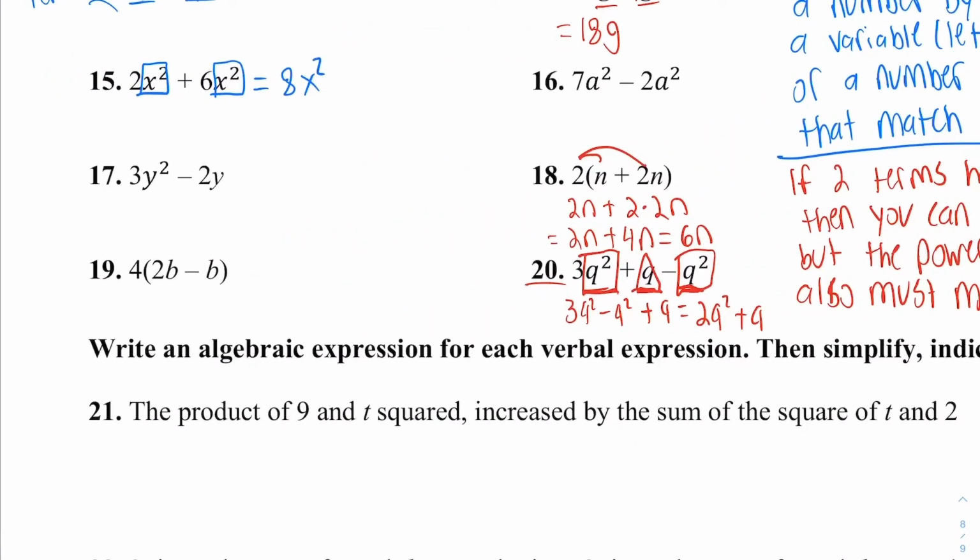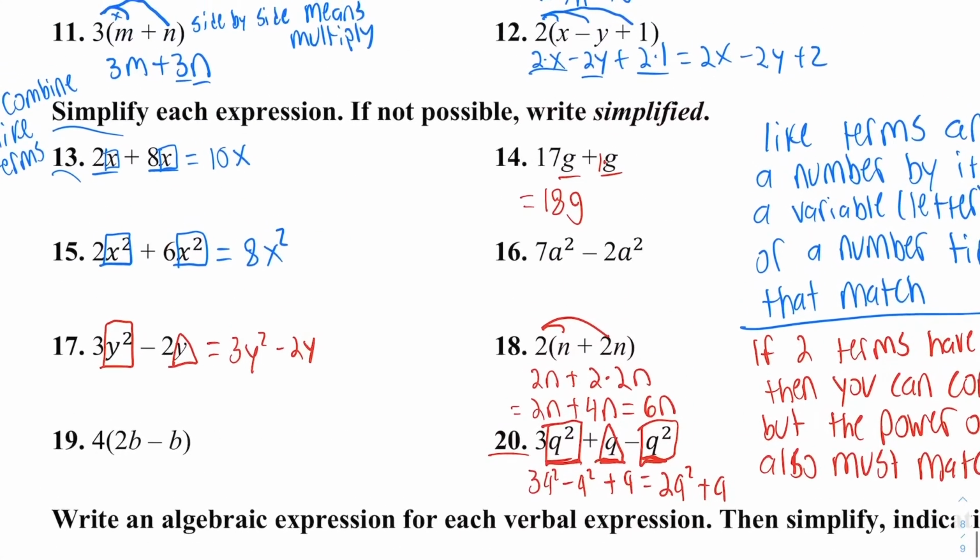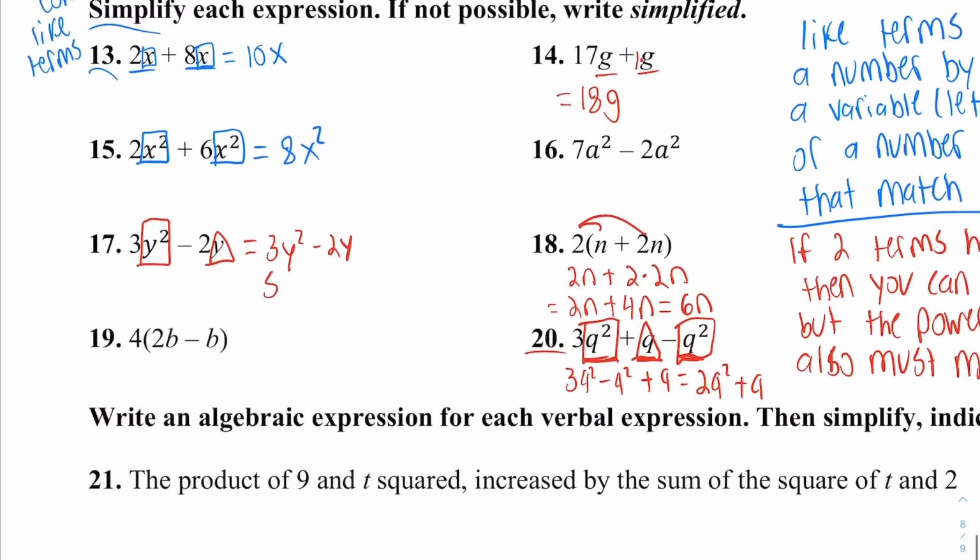Like in number 17. In number 17, I have y squared, and here I just have a y. Since they have a different power, I can't combine these together. It's as simple as they can get. This is already simplified.